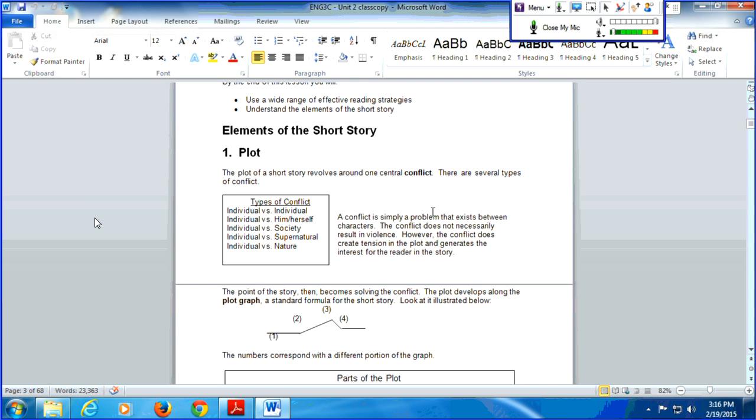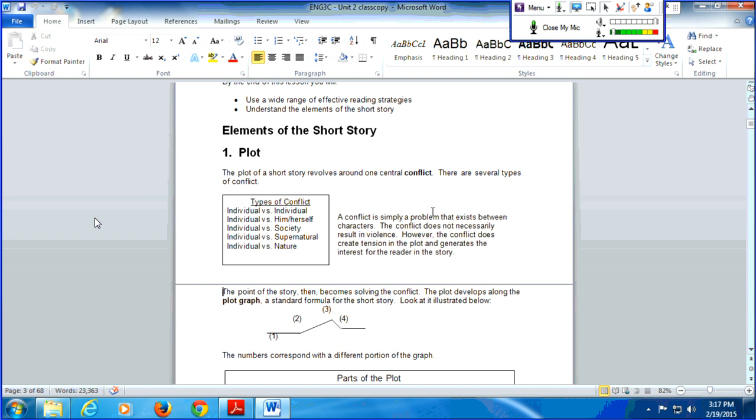The next kind is known as individual versus him or herself. This is normally an internal conflict. So the problem that the character has with some aspect of themselves. This can take the form of trying to decide what course of action to take.